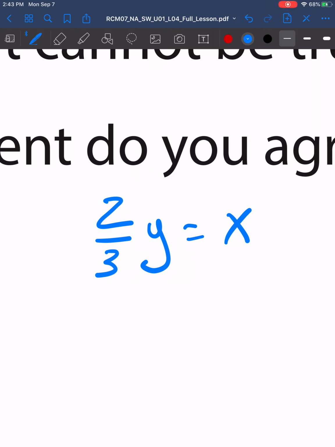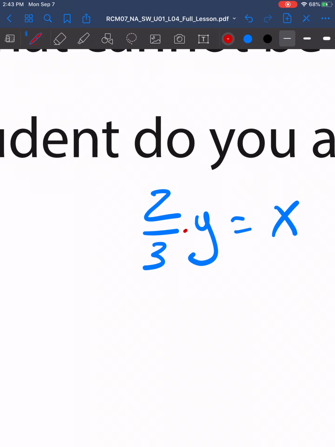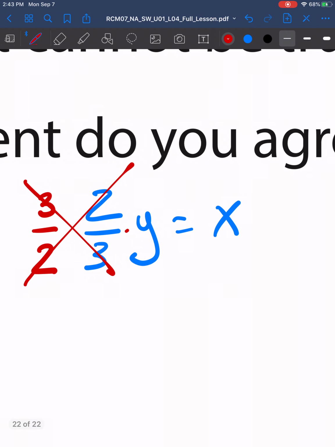I do the opposite of what's happening to it, right? And what is happening to it? Y is being multiplied by 2/3. What's the opposite of getting multiplied by 2/3? Well, it's when you divide by 2/3, and when you divide by 2/3, you just multiply by the reciprocal. The reciprocal means you flip it. Wouldn't that get rid of these completely? Which means I have to go do it to the other side, right?